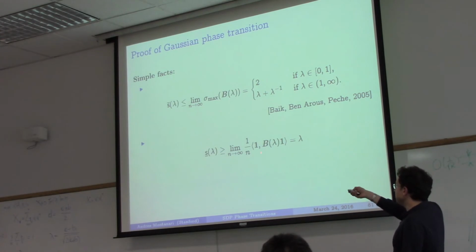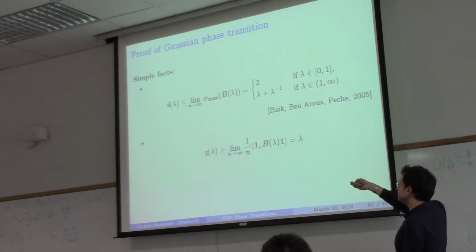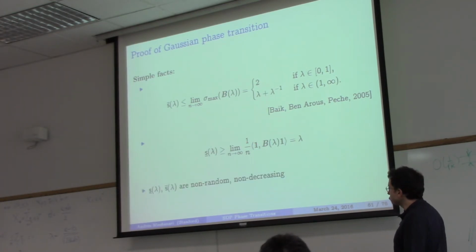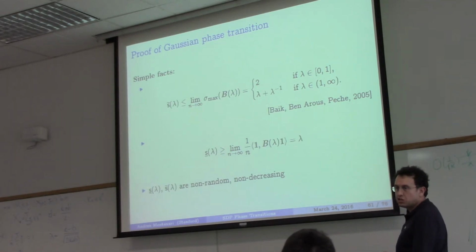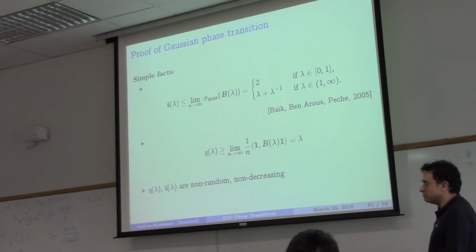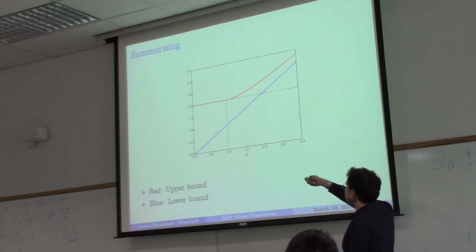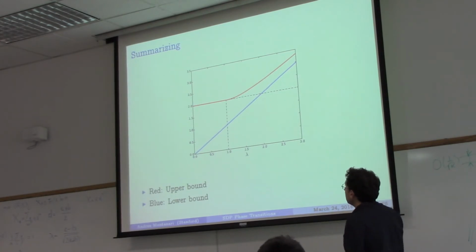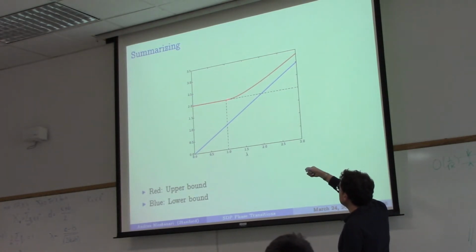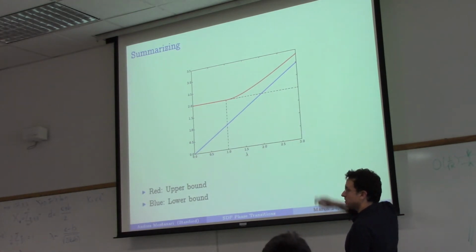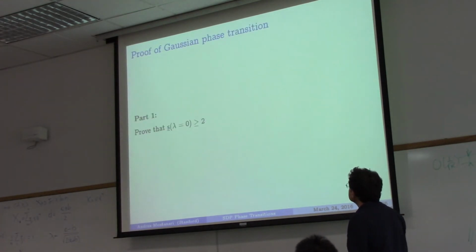Another trivial thing that we know is that we can plug in any witness matrix X and get a lower bound. In particular, if I put in the ground truth, I get B times 1 transpose, which in the limit is lambda. Other trivial things: these two functions are non-random by concentration of measure, and they are non-decreasing. So this is what we get from these arguments. We get this upper bound, which is the eigenvalue, and this lower bound. Now what we need to show is that this is 2 up to here, and then goes above 2 after that, right? So we have a long way to go still.